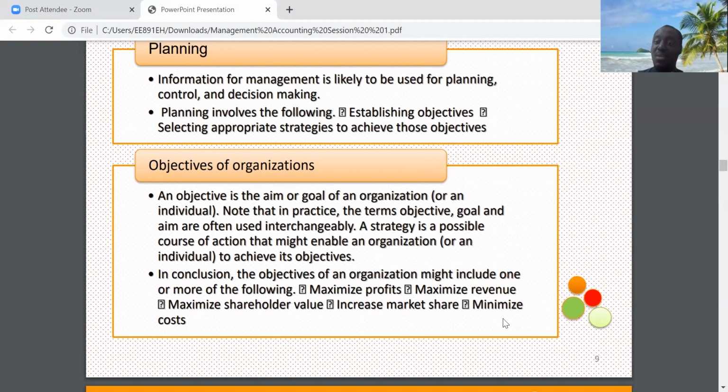And we talked about strategy when we are defining planning, right? So a strategy, as we've said over and over again, is basically a possible course of action that will enable the organization achieve its goals. So a lot of organizations have underlying objectives which are quite similar: to maximize revenue, maximize shareholder wealth, increase market share, minimize costs. All these are objectives, and all these things are basically targets that an organization will have that will help them reach their overall goals.